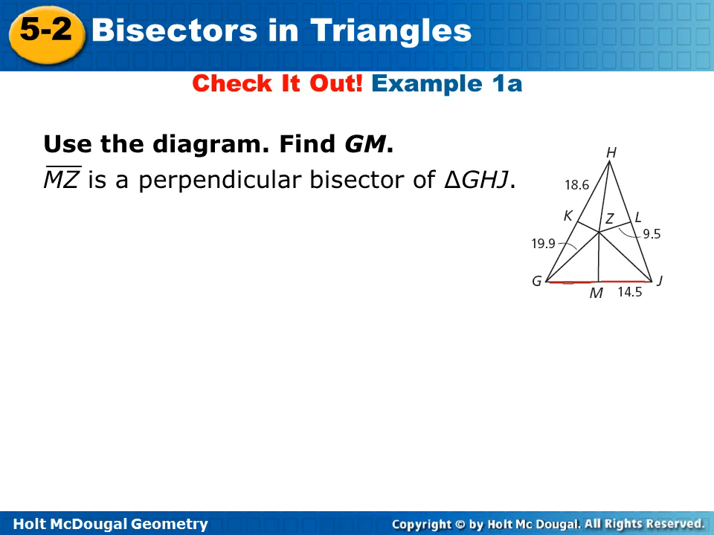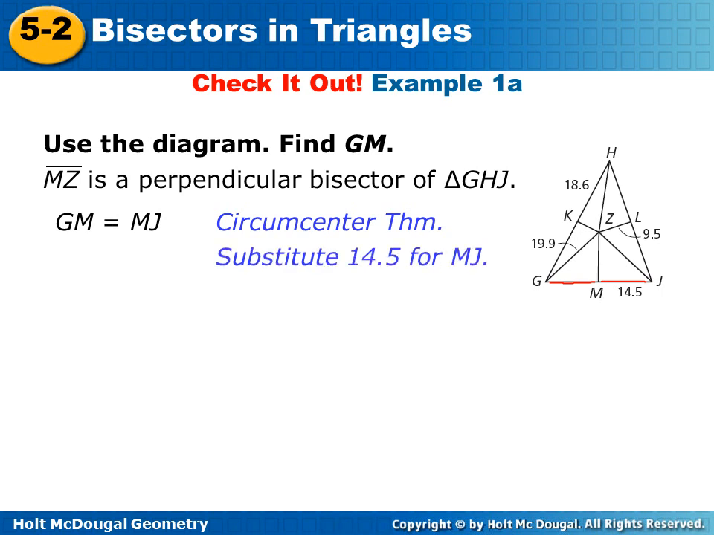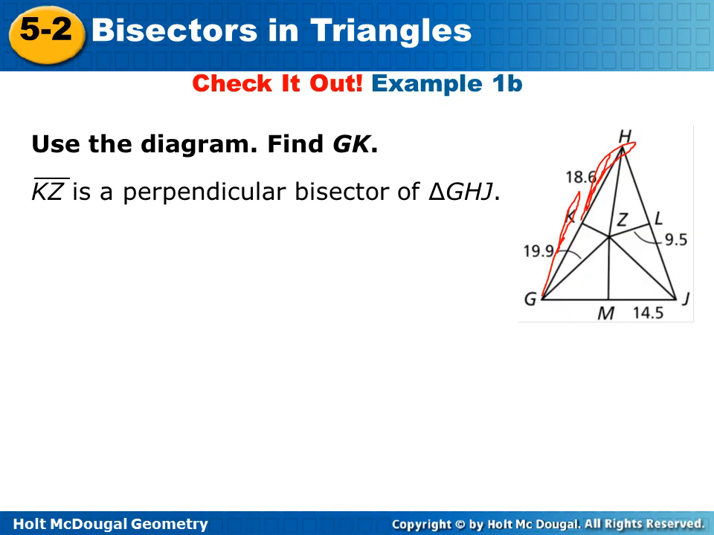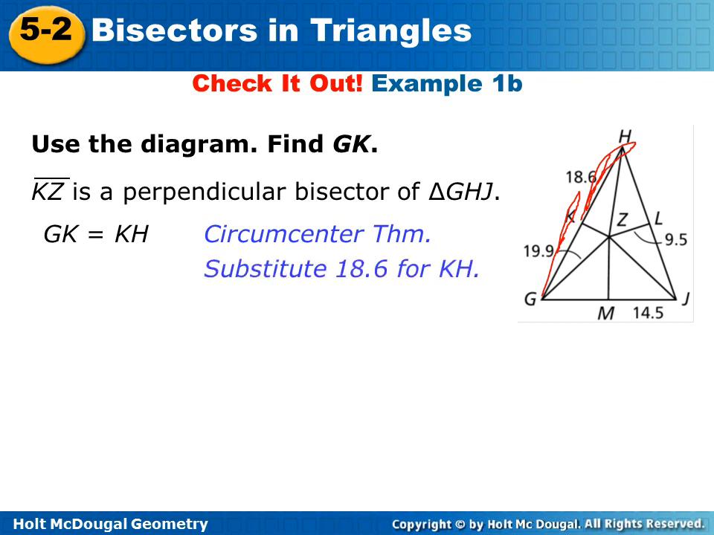Next, we're going to use this diagram to find GM. MZ is a perpendicular bisector of triangle GHJ. The circumcenter theorem says that GM is equal to MJ. We substitute 14.5 for MJ and find that GM is equal to 14.5. KZ is a perpendicular bisector of triangle GHJ. And using the circumcenter theorem, we know that GK equals KH. So we substitute 18.6 for KH and find that GK is equal to 18.6 also.